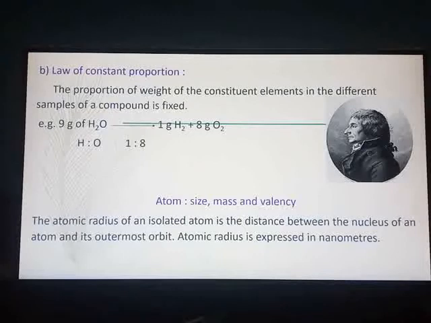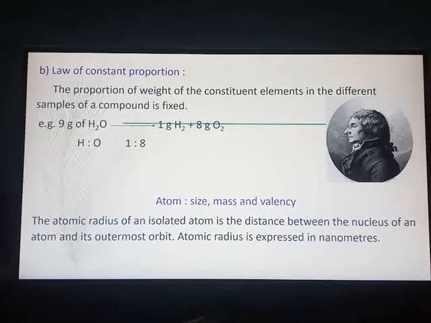And he had seen that in 44 grams of carbon dioxide there is 12 grams of carbon and 32 grams of oxygen. So from these different examples he had proved the law of constant proportion. So here we have seen both the laws. Now we are going to the next topic for this chapter, atom, its size, mass and valency.